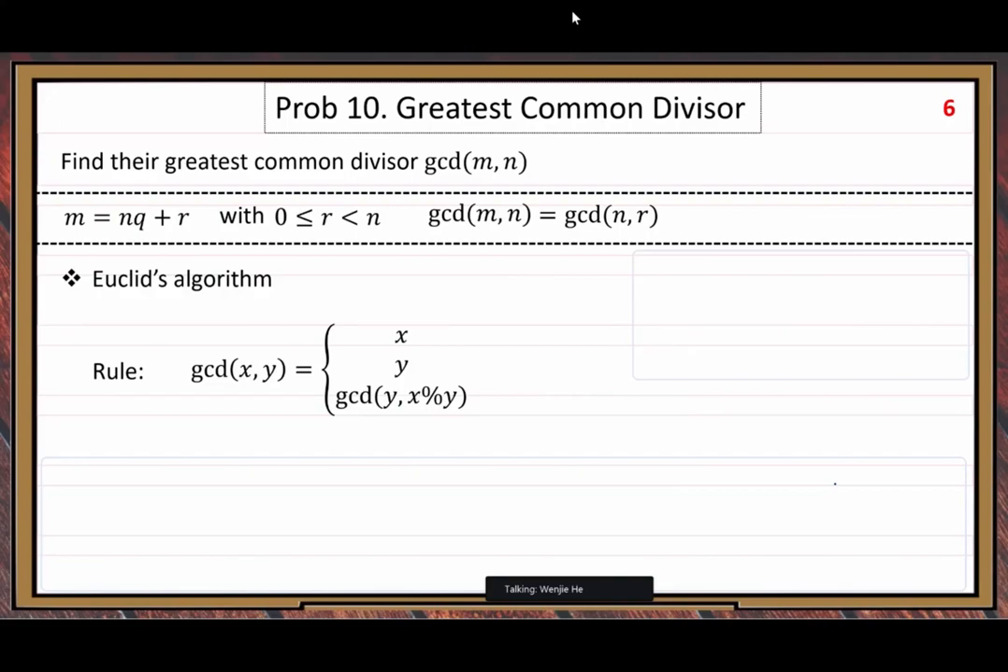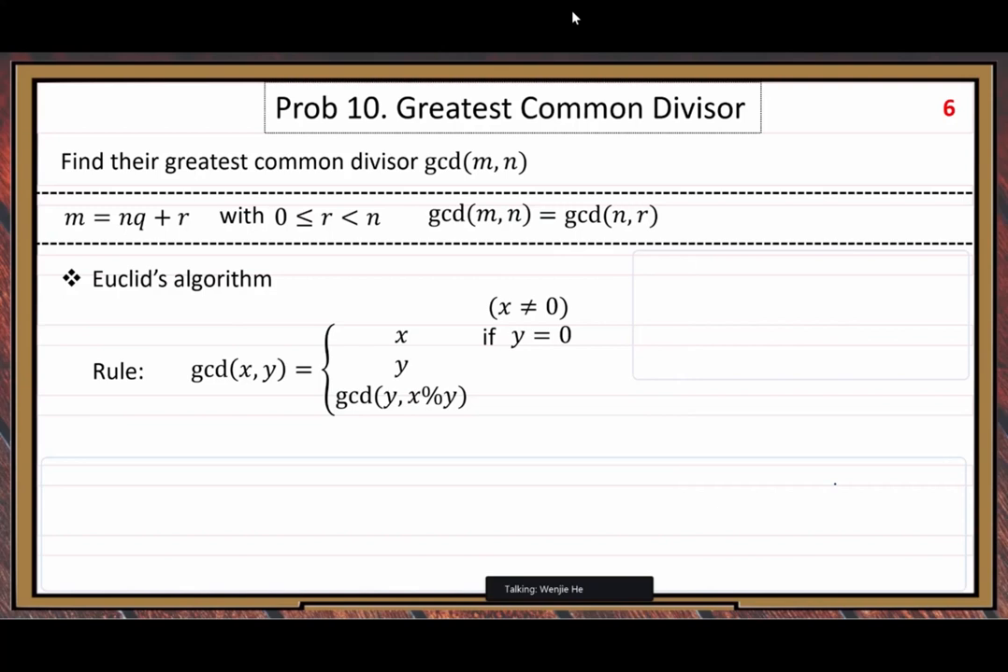GCD of two parameters, x and y, there are three cases. The first case: if y equals 0, x cannot be 0, because our given condition does not allow both parameters to be 0. So if y equals 0, then x, the non-zero x, is the answer, the value of the GCD function, because that's the greatest divisor.